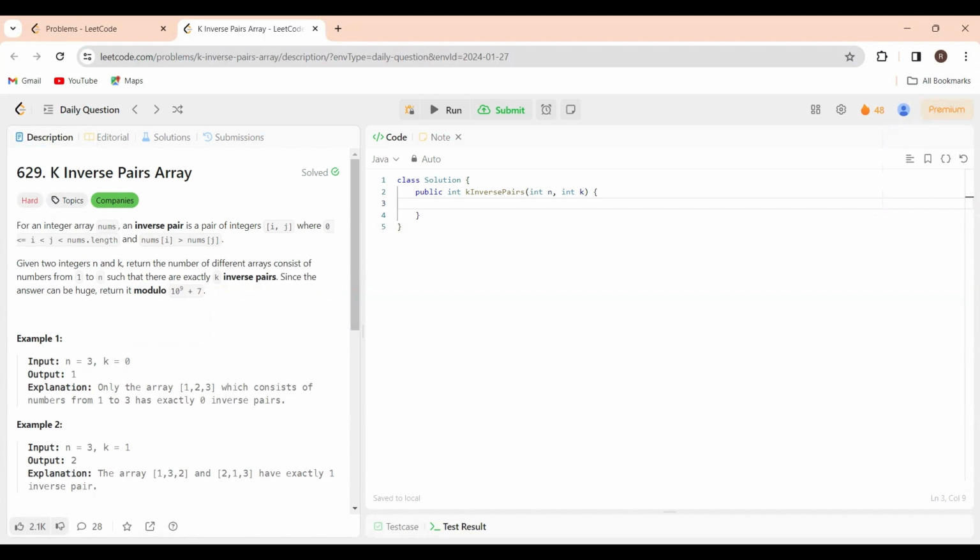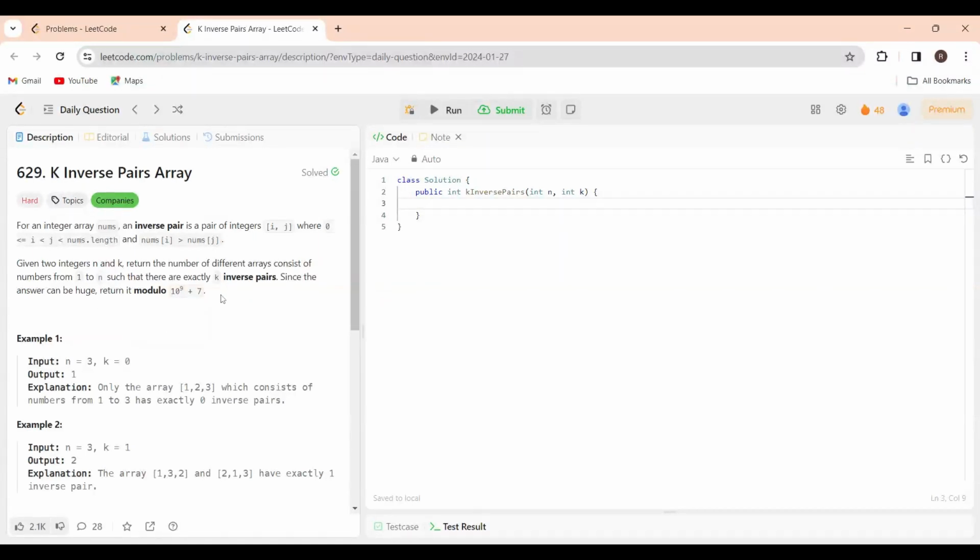Let us understand the problem statement. For an integer array nums, an inverse pair is a pair of integers i, j where 0 <= i < j < nums.length, and nums[i] > nums[j]. Given two integers n and k, return the number of different arrays consisting of numbers from 1 to n such that there are exactly k inverse pairs. Since the answer can be huge, return it modulo.